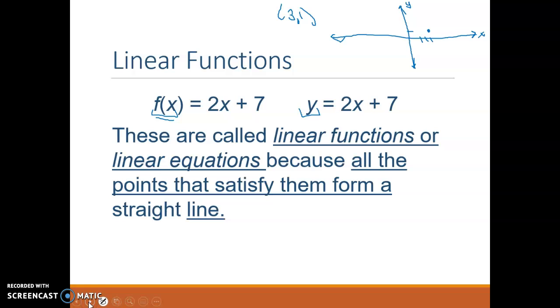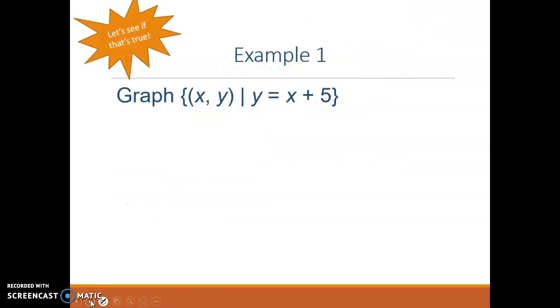These are called linear functions or linear equations because all the points that would make this equation true, or that would satisfy them, form a straight line. Linear functions have your x variable raised to the first power. X to the first power is a linear function. I could plug in 3, I could plug in 4, no matter what values I plug in for x, whatever y values I get, if I connect these, they're always going to form a straight line, and that's why they're called linear functions. So let's see if it's true.